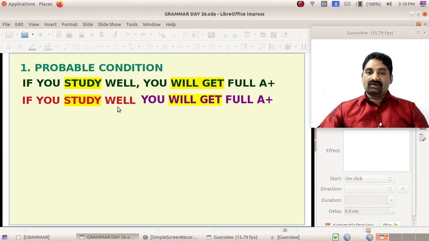If you study well, it needs the support of something else. This is the main clause. It can stand by itself. You will get full A plus.